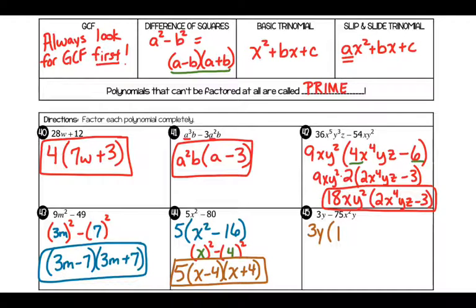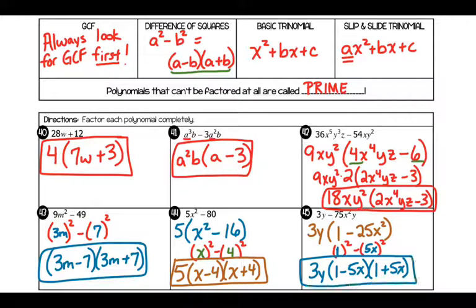Number 45. The GCF for number 45 is 3y. Okay? When you pull a 3y out of that first term, you're still going to have a 1 there. So 1 minus 25x squared. And then again, that inside the parentheses is a difference of 2 squares. So something squared minus something squared. So the 1 is 1 squared, and then 25x squared would be 5x. So factor it as 1 minus 5x times 1 plus 5x, and you still have your 3y out front.